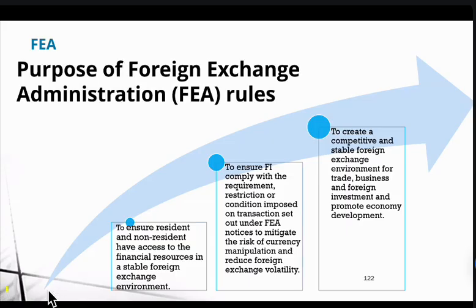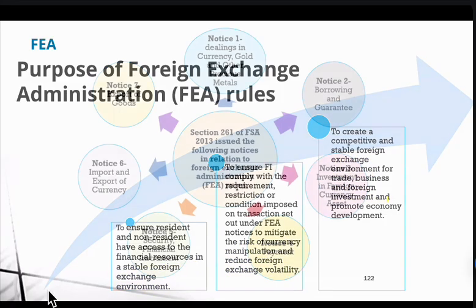Key point behind FEA, and there'll be a lot of questions on FEA here. I will say this. FEA is to mitigate currency manipulation. FEA is to reduce foreign exchange volatility. We want to ensure everyone has a stable foreign exchange environment, so we have a competitive and stable environment for trade, business, and investments to promote economic development.